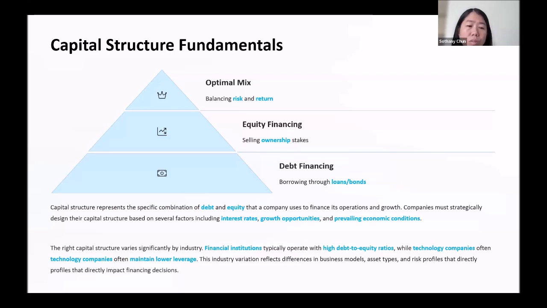In order to make the right capital structure decision, there are no specific numbers, and they vary depending on the industry. For example, the financial industry operates with a higher debt to equity ratio, while technology companies operate with a lower debt to equity ratio. This is in order to maintain low leverage and manage the risk assessment for the operation.